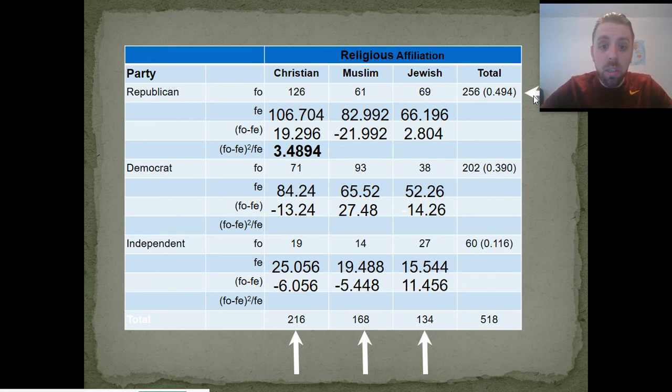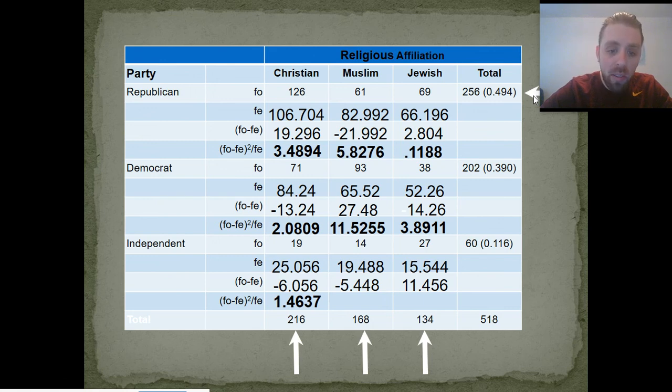And now your table should look something like this. 5.8276, 0.1188, 2.0809, 11.5255, 3.8911, 1.4637, 1.523, and 8.2931. What's the final step here?